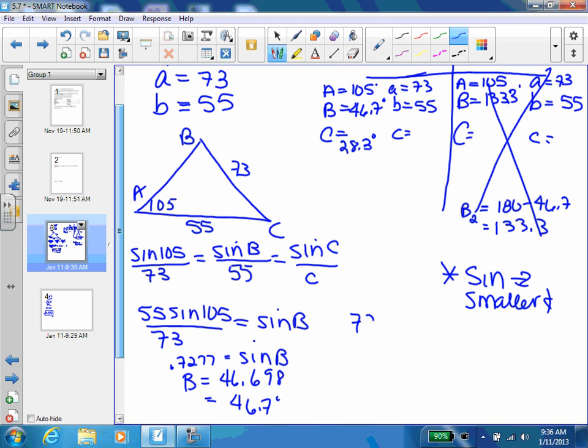We'll say 73 sine of 28.3 divided by the sine of 105 equals side C. Again, I'm doing a lot of this in my head, but you might want to show the proportions that equal each other, do your cross multiplication, and physically solve for C. And I get that side C is about 35.83. Y'all get the same thing?